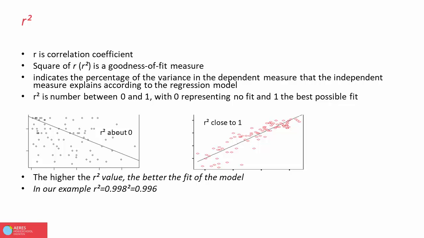To make this more visual, for example, here to the right, we have our data points fairly close to our regression line. In this case, we have an R squared close to 1, because our regression line fits the data pretty well. If, however, on the left side, our data is very scattered, we can say that our R squared is about 0.